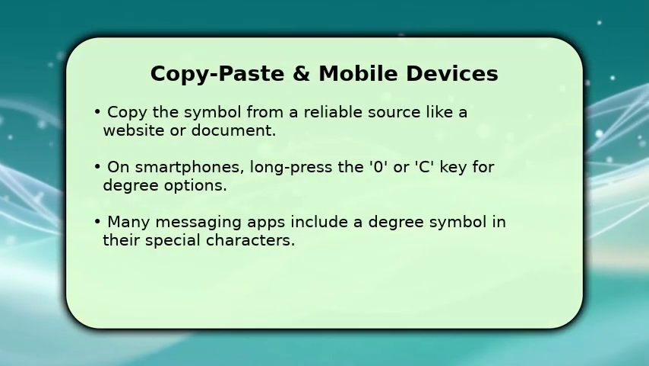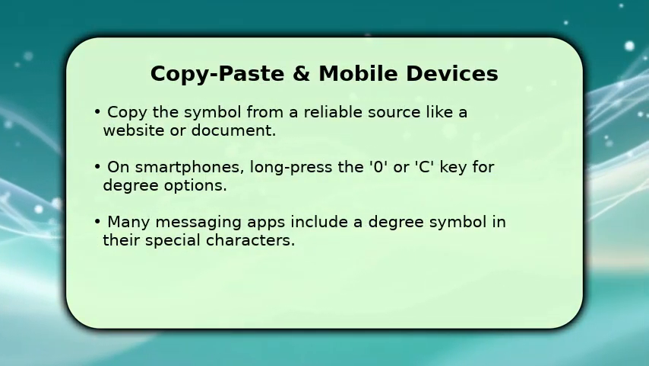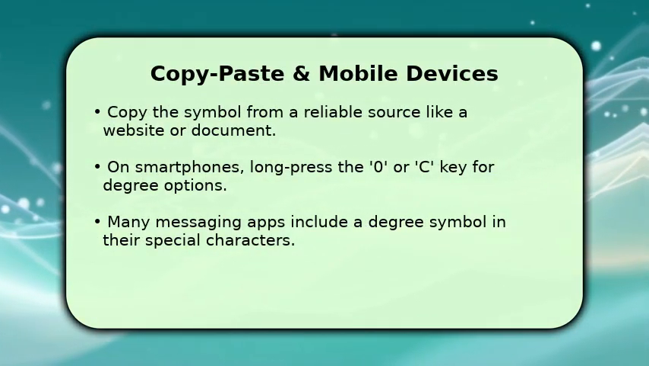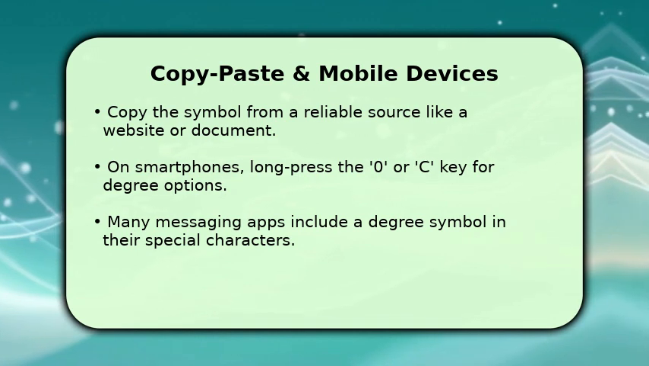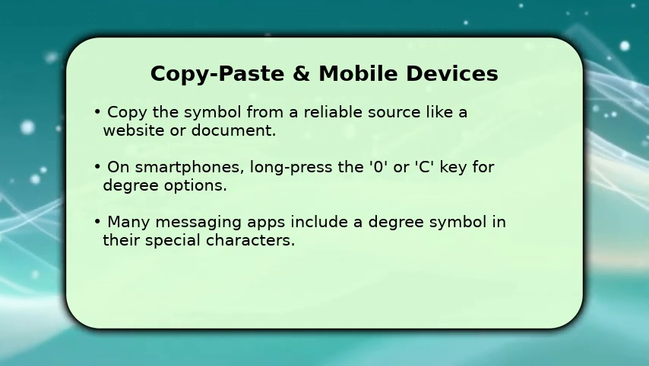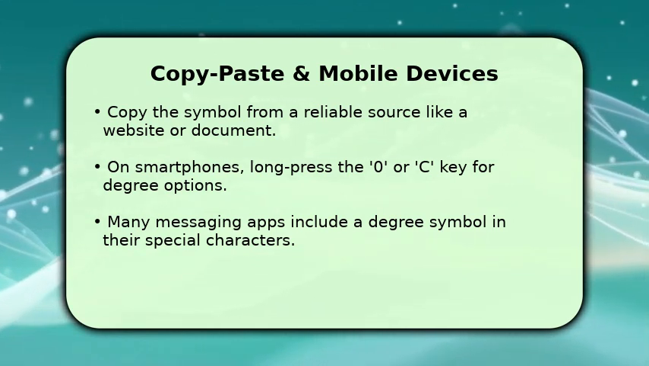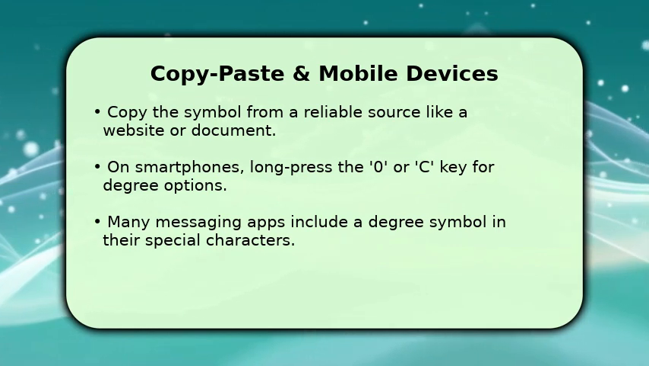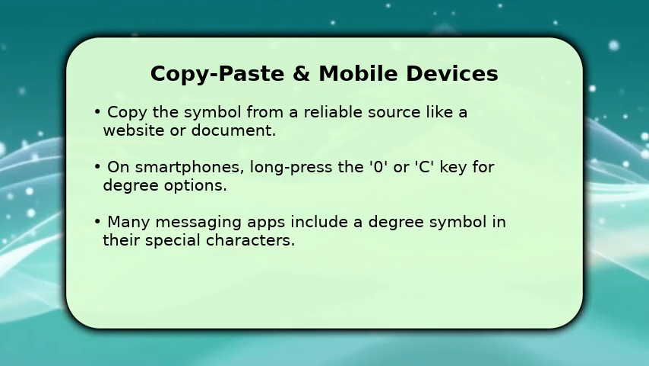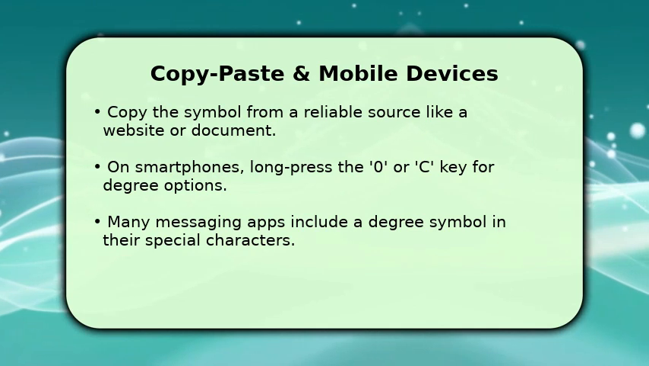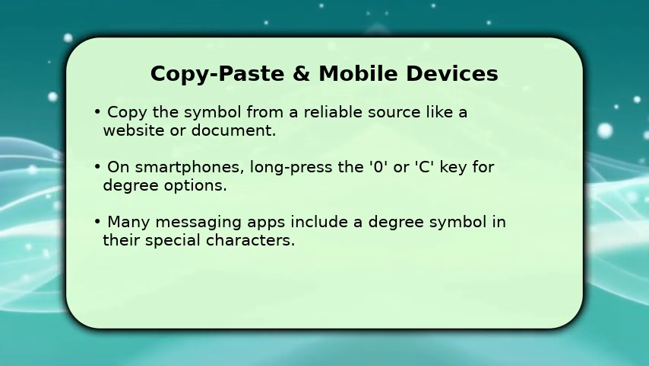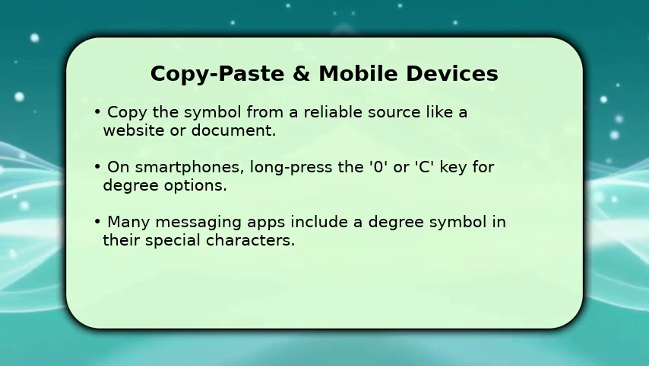If keyboard shortcuts aren't convenient, copying and pasting is a simple solution. Find the symbol on a trusted website or document, then copy and paste it into your text. For mobile devices, long pressing the 0 or C key on your keyboard often reveals a degree symbol option. Many messaging applications also feature a dedicated special character menu where you can easily find it.